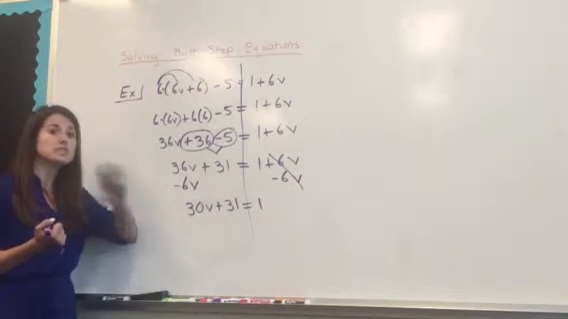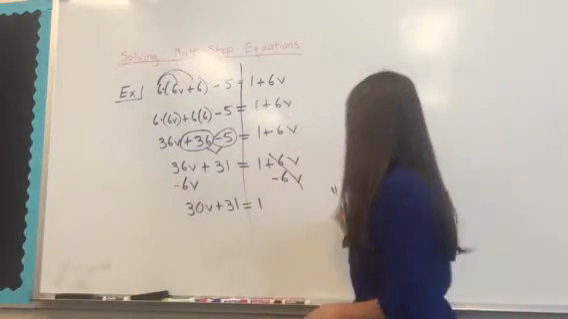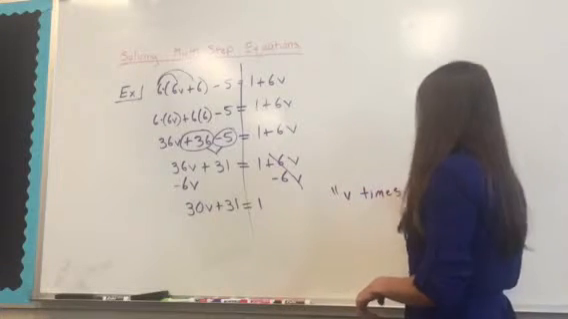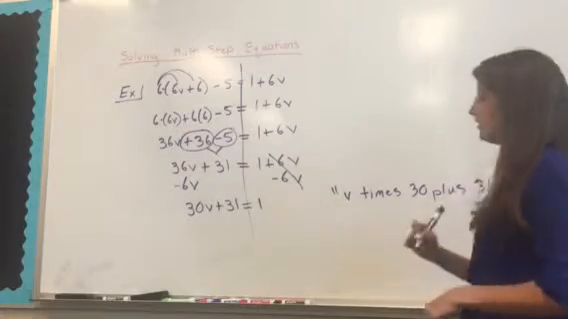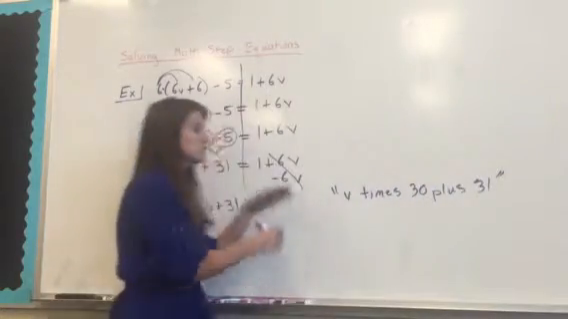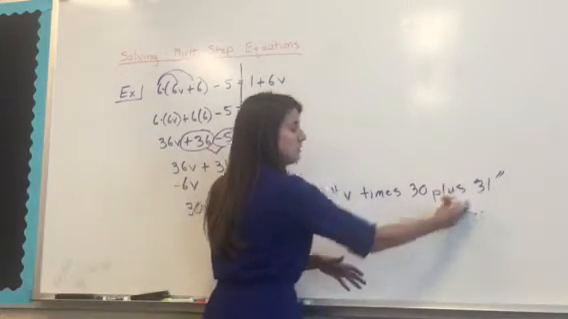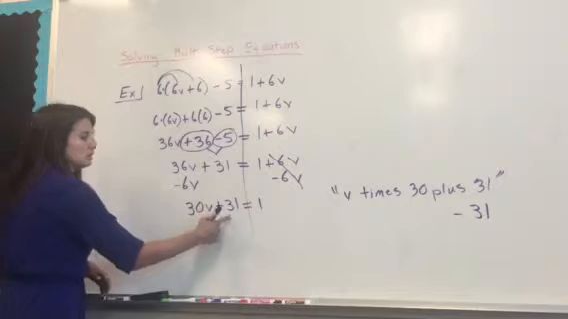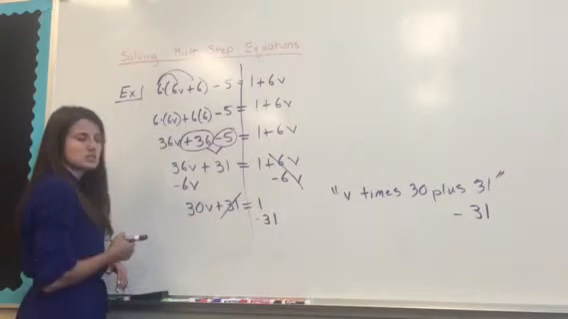So if you are still needing to write it all out, go ahead and do that. So I'll do that quickly. So read it starting with your variable, which is v times 30 plus 31. And then work backwards. So this is just a two-step equation from here on out. So the opposite of plus 31, you're going to subtract 31. So this is going to cancel out. So I'm going to subtract 31 on this side, so this crosses out.